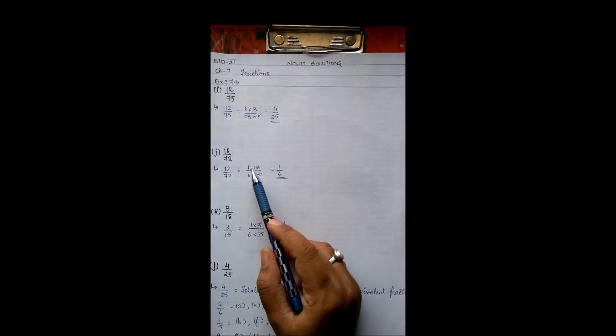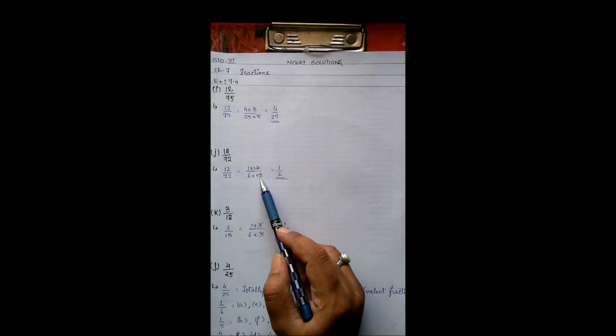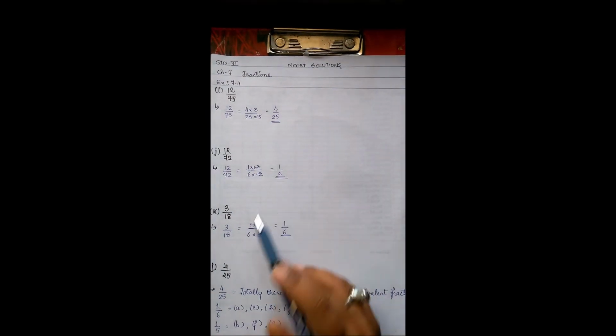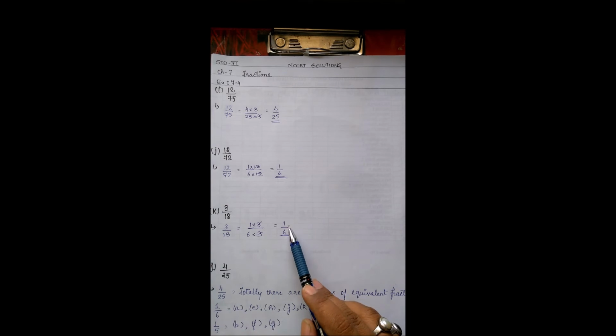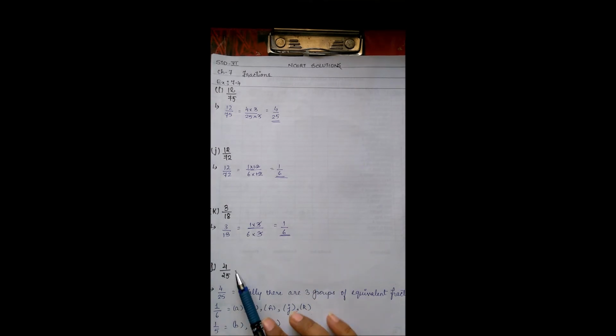12 upon 72. 1 into 12, 6 into 12. 12 will cut, it will become 1 upon 6. 3 upon 18. So 1 into 3 and 6 into 3. 3 will cut, so it will become 1 upon 6. 4 upon 25.